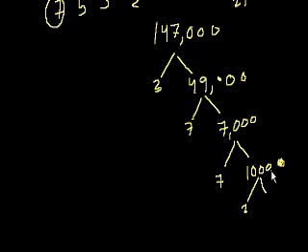7 does not go into 1,000 at all. 7 is not a factor. So we've already solved our problem. There are exactly 2 7 prime factors in 147,000.